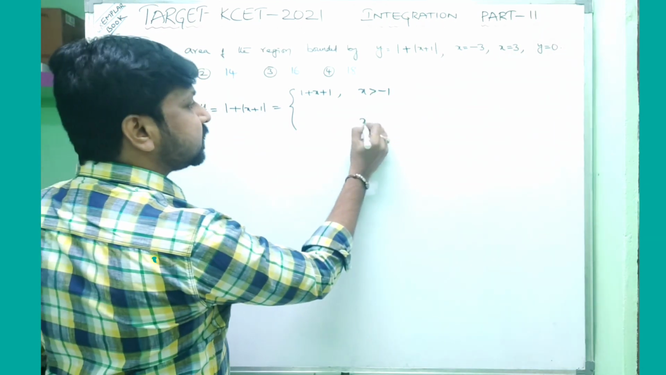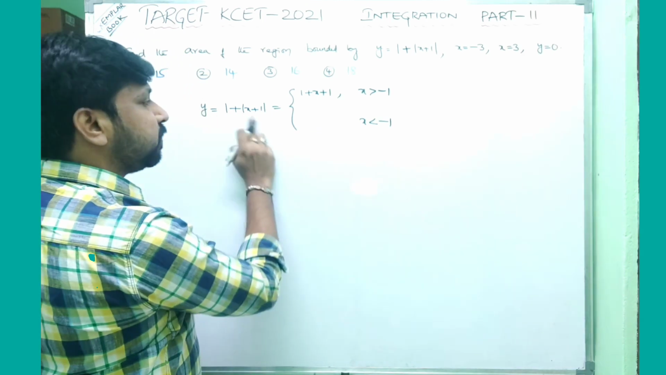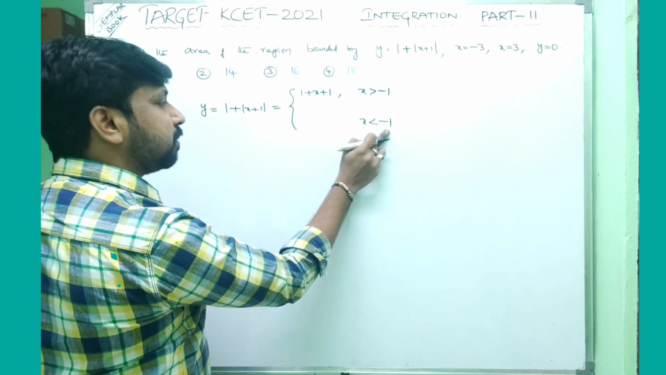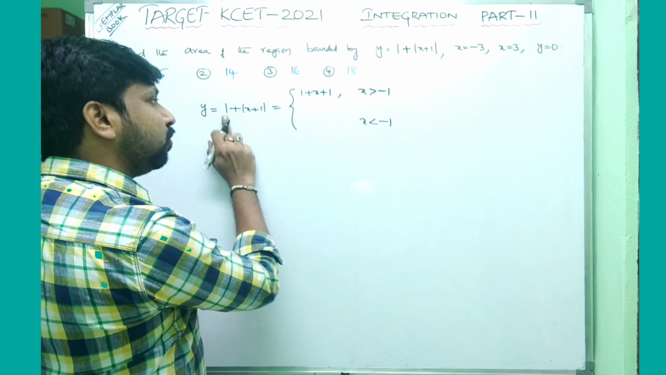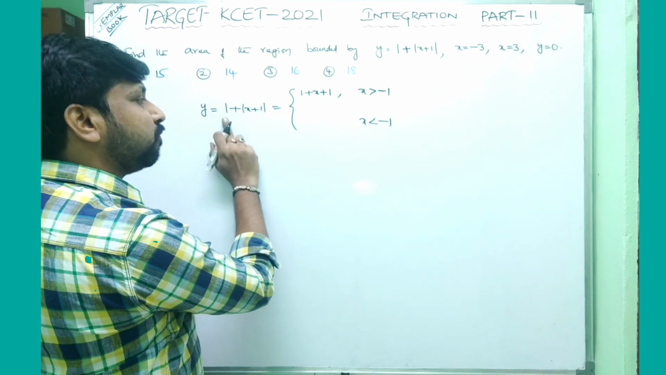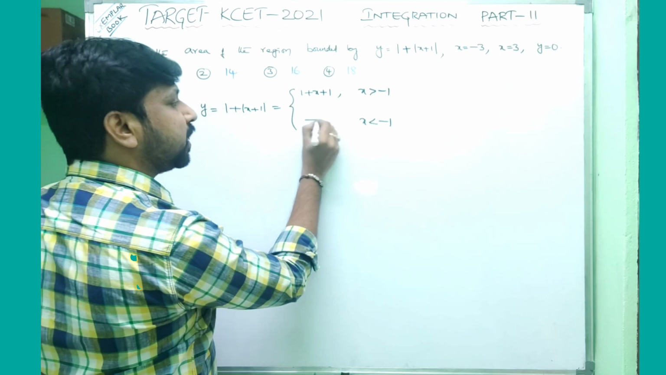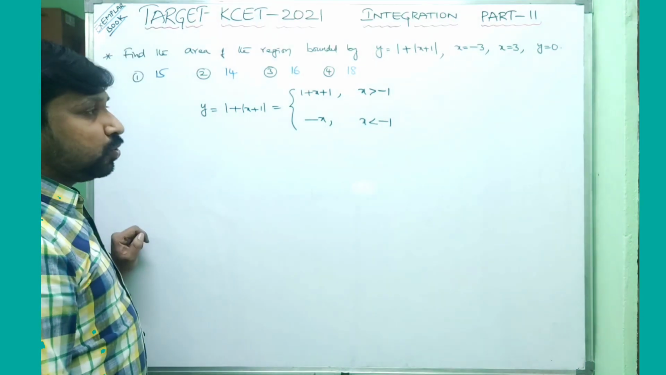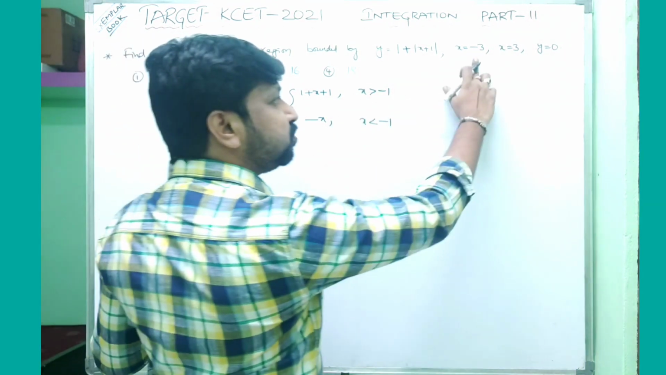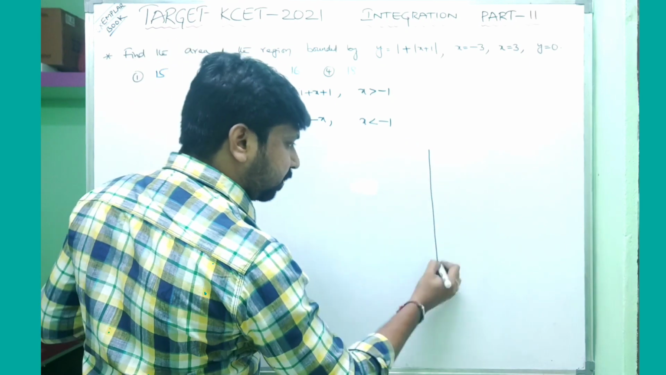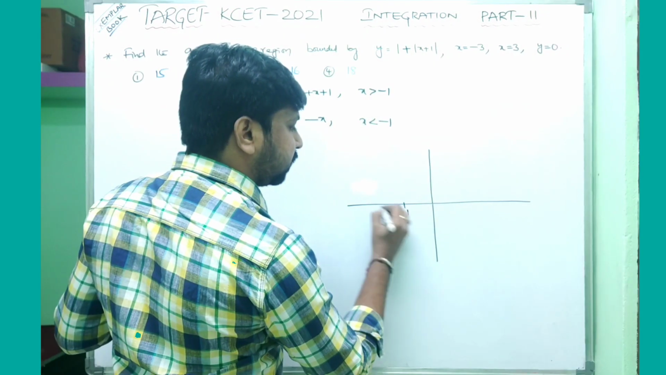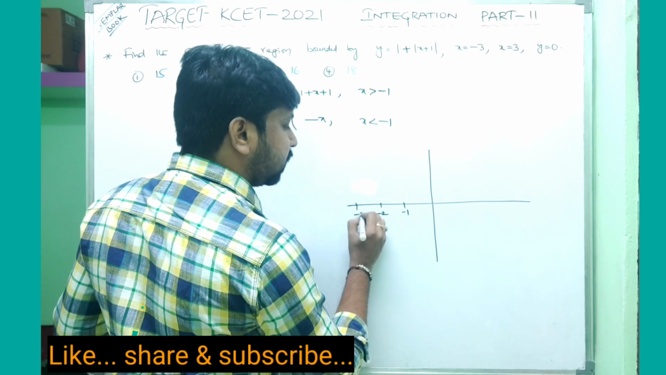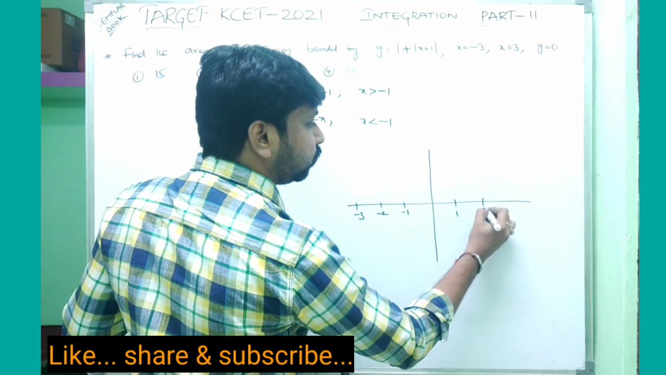Then x less than minus 1 means x plus 1 is less than 0. Whenever this quantity is negative, it becomes 1 minus x minus 1, the 1s get cancelled, and you are getting minus x as the result. Also, you need to construct this graph between minus 3 and 3. You can observe very clearly: minus 3 somewhere here, minus 2, minus 1, and also 1, 2, 3.